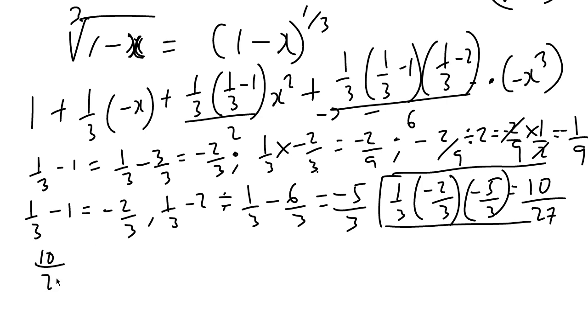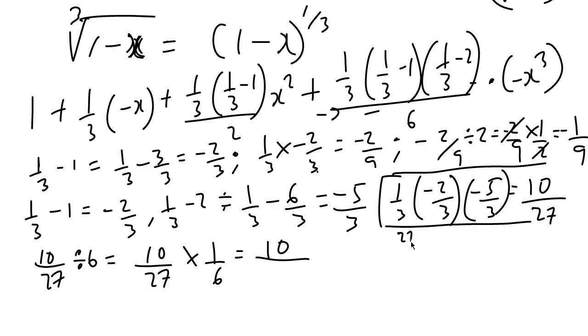That's 10 over 27 divided by 6, which is going to be 10 over 27 times 1 over 6, which is going to be 10 over 27 times 6. 27 times 6 is going to be 2, 4, and then that's 162. Are you following? So 2 is a common factor here. So 2 into 10 is 5. 2 into 162 is 81. So we've simplified everything.